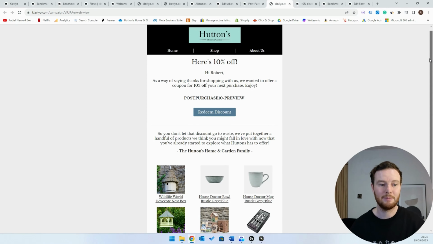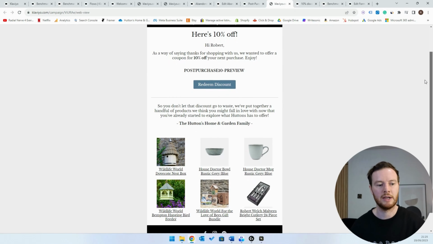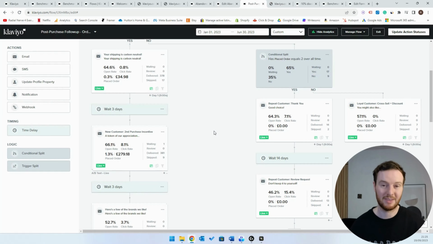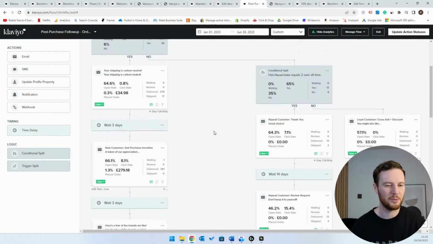So again, it's a 10% discount. So you can clearly see that discounts work really well, or it's the top performing item that I found. But yeah, we'll move on.